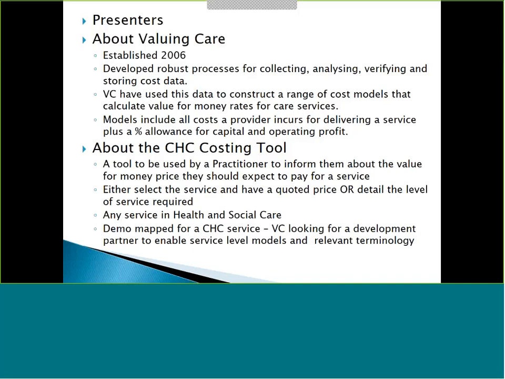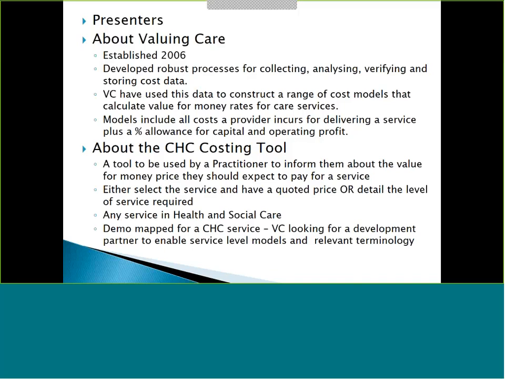So about the tool you're going to see today. A tool to be used by a practitioner to inform them about the value for money price they should expect to pay for a service. They can either select the service and have a quoted price ready, so they know the service they've identified and they've got a quote, or they've got the patient or service user in mind and they want to understand what the actual service levels will look like and then the price they should expect to pay.